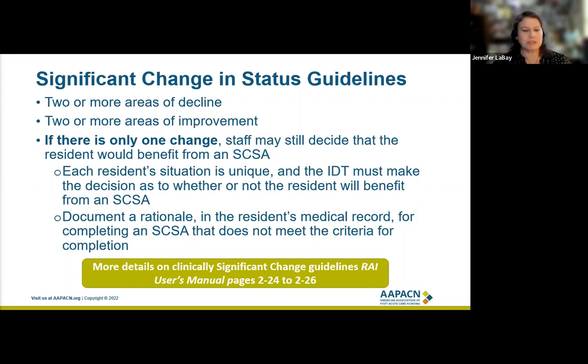Whether you decide to proceed with a significant change in status or not, that needs to be documented in the medical record, especially if you are going to be proceeding with that significant change in status, because that notation in the medical record is going to determine when that significant change in status is due for completion and then submission into the federal repository. You can find more details on the significant change guidelines in the RAI User's Manual on the pages listed on your slide.